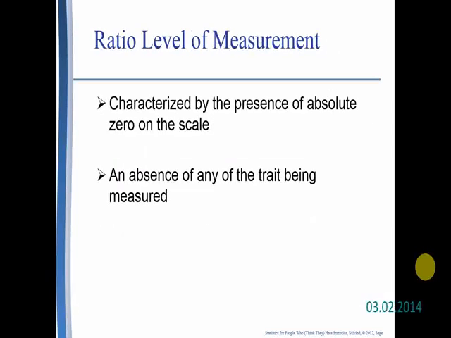And finally, the ratio level is sometimes called a true number scale, or true zero scale, because it has a zero within its possibility, so the measure of it would be absent.